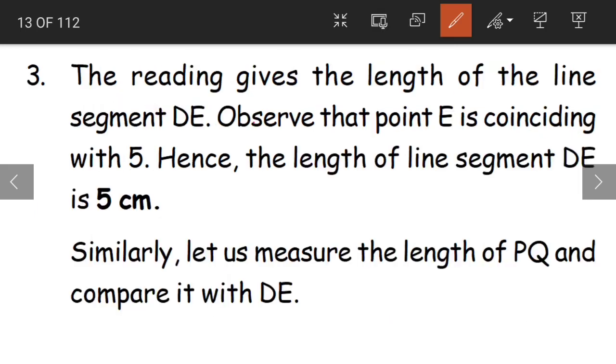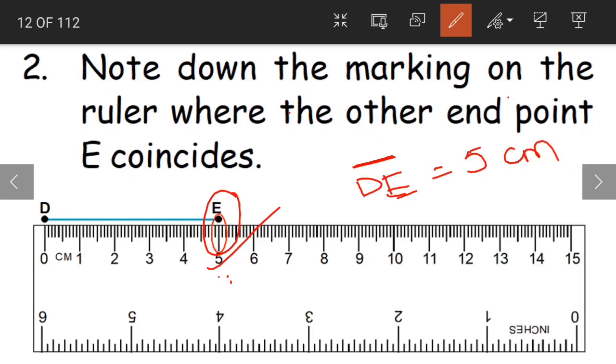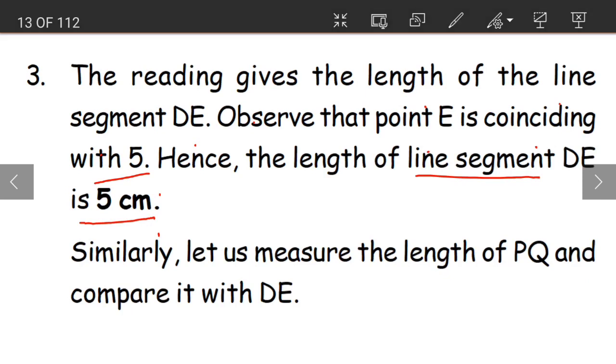Is this clear, children? Now the reading gives the length of the line segment DE. Observe that E is coinciding with 5. Hence the length of line segment DE is 5 centimeters. Yes, it is coinciding with 5. So the length is equal to 5 centimeters.